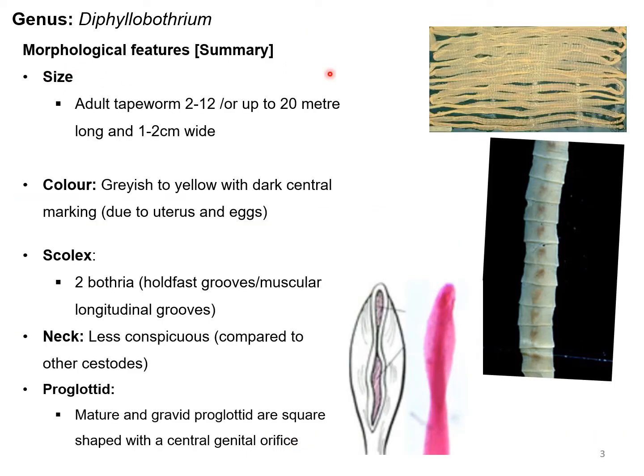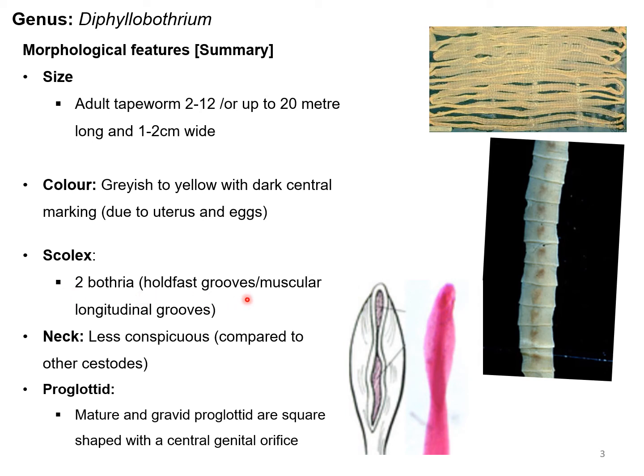So, the morphological features summary. I have talked about that the adult tapeworm may range 2 to 12 meters, or even they may reach up to 20 meters. This is one of the broadest tapeworms of human due to their breadth, so it is around 1 to 2 centimeter wide. Color grayish to yellowish, and there is a dark central margin due to the presence of uterus with the eggs. There is no suckers on the scolex. Instead, they have two bothria.